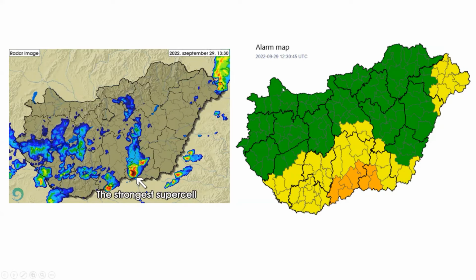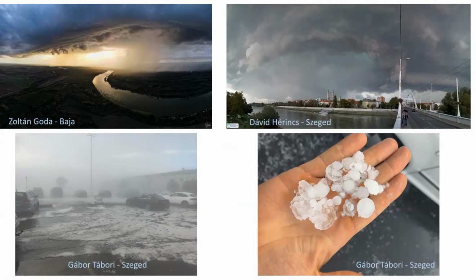We got from this day some very spectacular photos from some cities of this supercell. I mentioned that the strongest supercell on the previous radar picture was near Szeged, and you can see 3 very good pictures from Szeged.